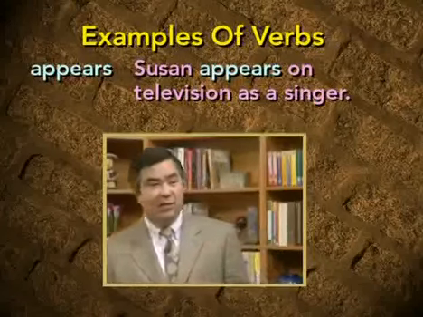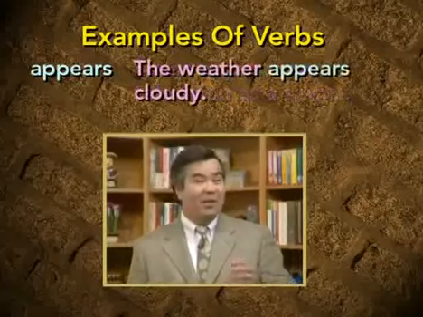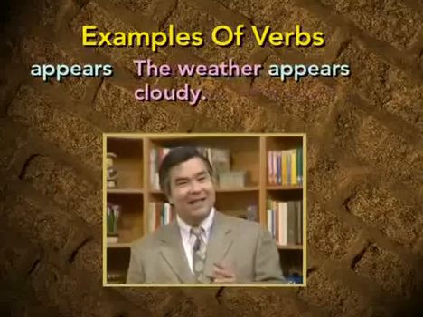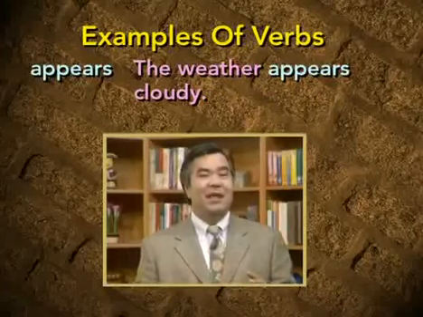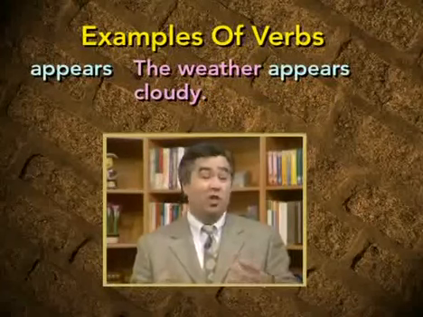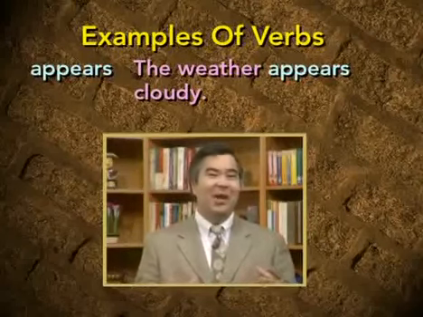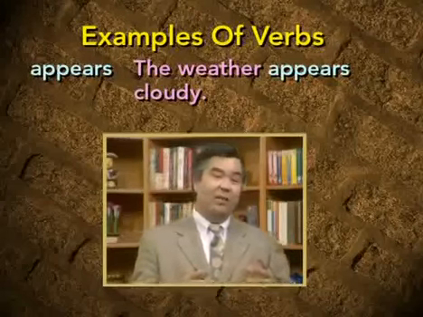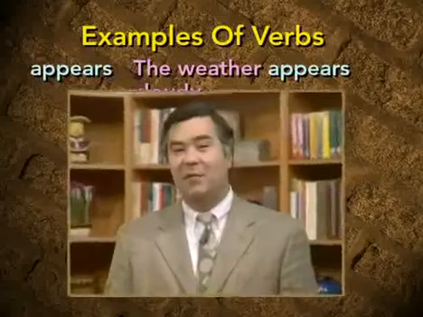In other sentences, however, appears might express a state of being. For example, the weather appears cloudy. In that sentence, the verb appears is expressing a state of being. It is telling us something that the weather is, not something the weather is doing. When we say the weather appears cloudy, we mean more or less the same as the weather is cloudy. So a verb like appears can be either a verb expressing an action or a state of being. And there are a few verbs like that in English which can go either way. They can express a state of being or an action.